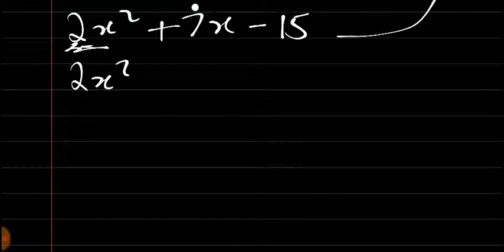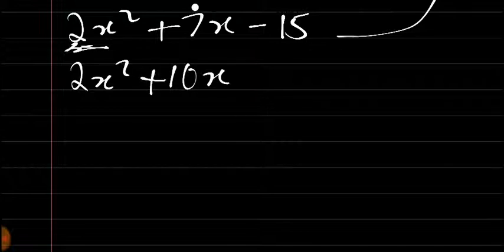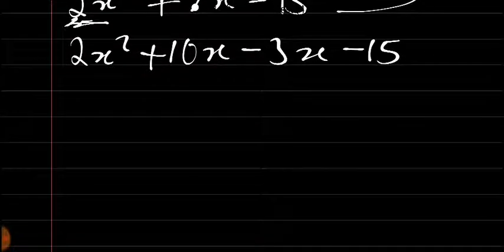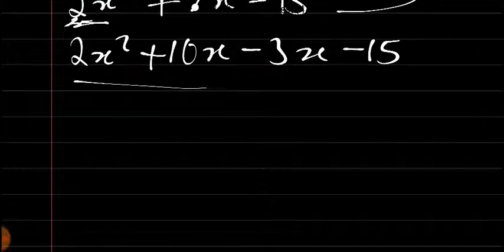That 10 is going to have the 3 subtracted from it, and that's going to give us 7. So watch this. We're going to say plus 10x, and remember these are the x ones, so bear that in mind, don't forget the x, minus 3x minus 15, right? Scroll up a bit. Then what we want to do is factorize each of these parts here. So I'll show you how we do that.